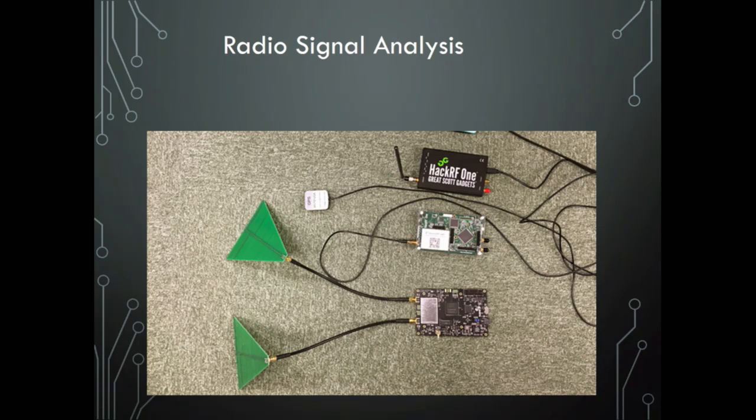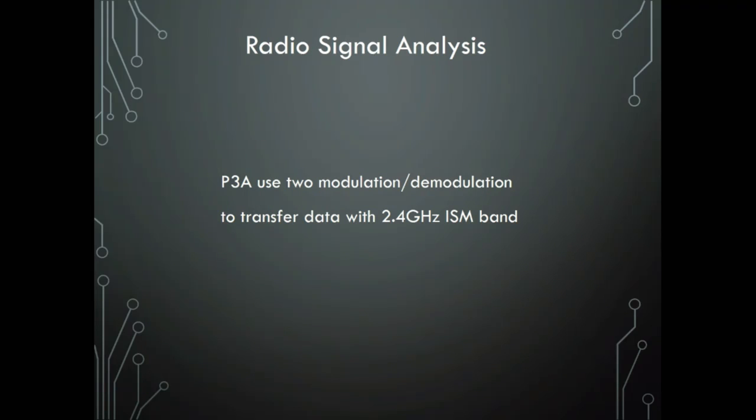How to analyze the radio signal? Just by the SDR. SDR is a software defined radio. The two on top are HackRF. The bottom one is BladeRF. By the way, these are all available in the DEF CON vendor area. So if you're interested in this, you can buy it from the vendor area. And we found DJI Phantom 3 used modulation, demodulation to transfer data with 2.4 gigahertz ISM band. I will introduce this in detail later.